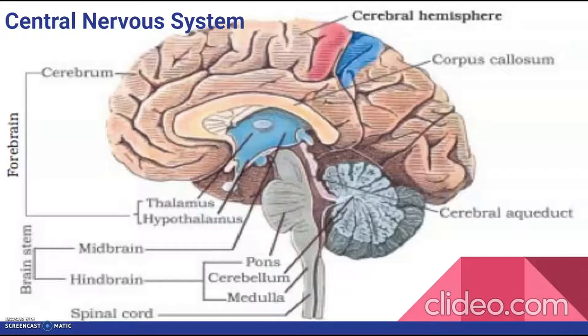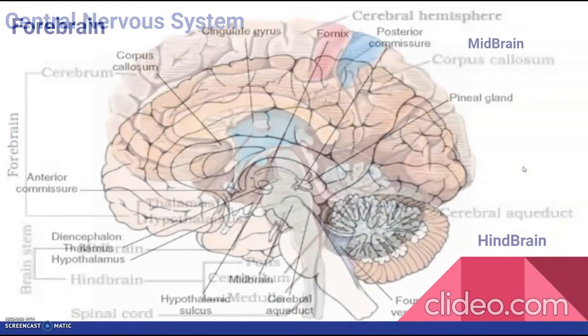So the brain is divided into three major parts: forebrain, midbrain and hindbrain. So these are the various parts of the brain. This is the forebrain, this is midbrain and this is the hindbrain. Okay, some of this you have studied in your 10th class also. So let's talk about forebrain first.